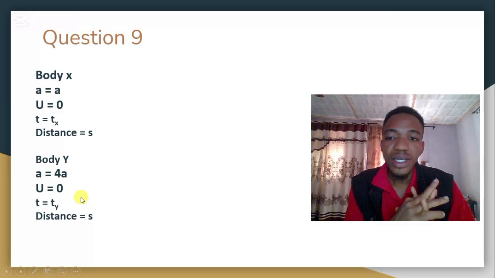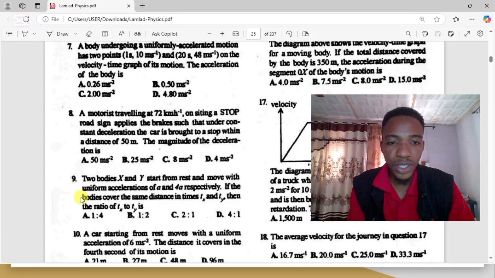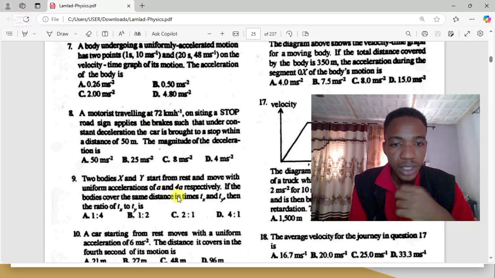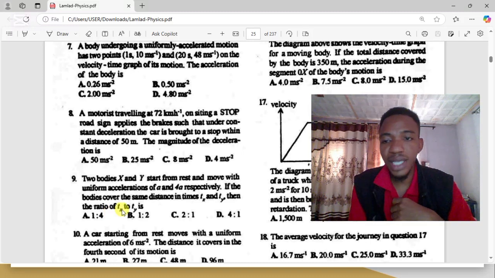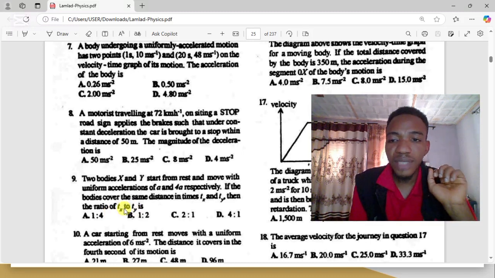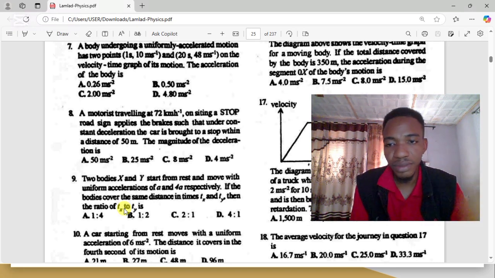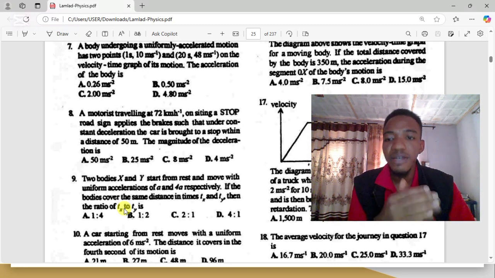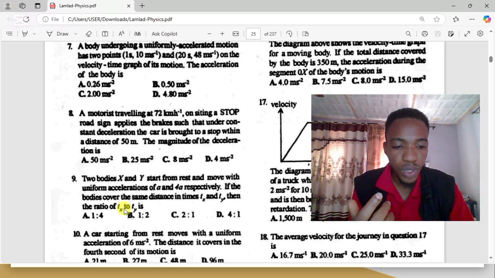Now, let's go to the question: the ratio of tx to ty. So the time of x and the time of y. What we are going to calculate is the time of x and the time of y. That's all, and then we find the ratio. If you can list out the parameters, find the time of x, find the time of y, you're good to go. So let's do that.